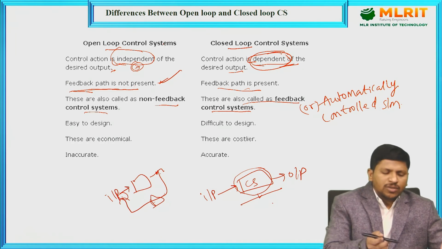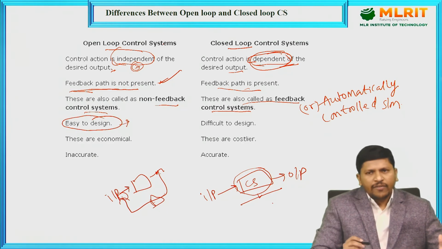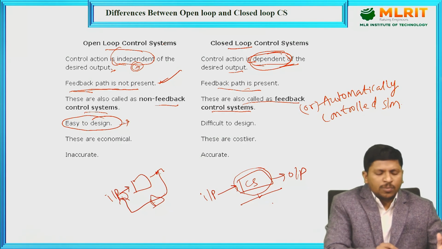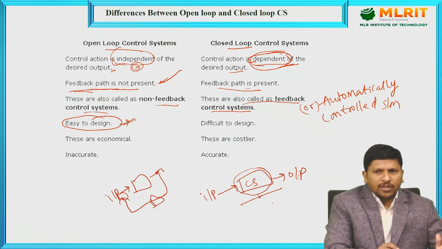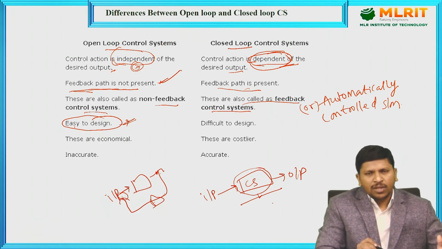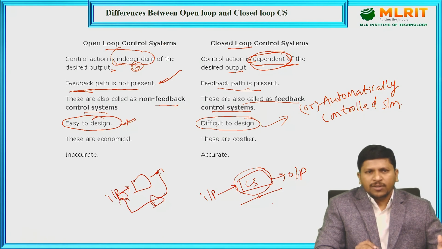Coming to the open loop control system, it is easy to design, meaning we use fewer elements compared to the closed loop control system. For the design of any open loop control system we use fewer elements. So the design of an open loop control system is very easy compared to the closed loop control system. That's why it is difficult to design a closed loop control system compared to an open loop control system.